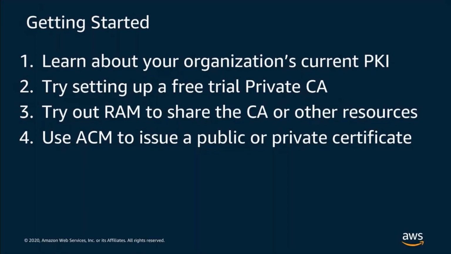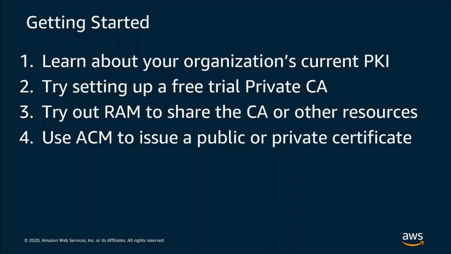To try out the AWS Private CA, you can create one, and it is a free trial for 30 days. That way you'll be able to create the CA, look at how to update it, look at how to share it across your organization, and utilize ACM to issue certificates. All of those are included in the free trial.